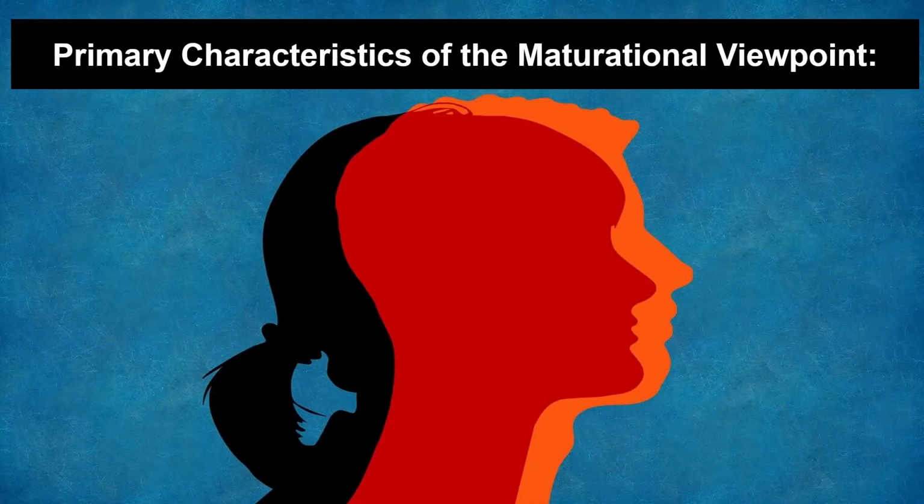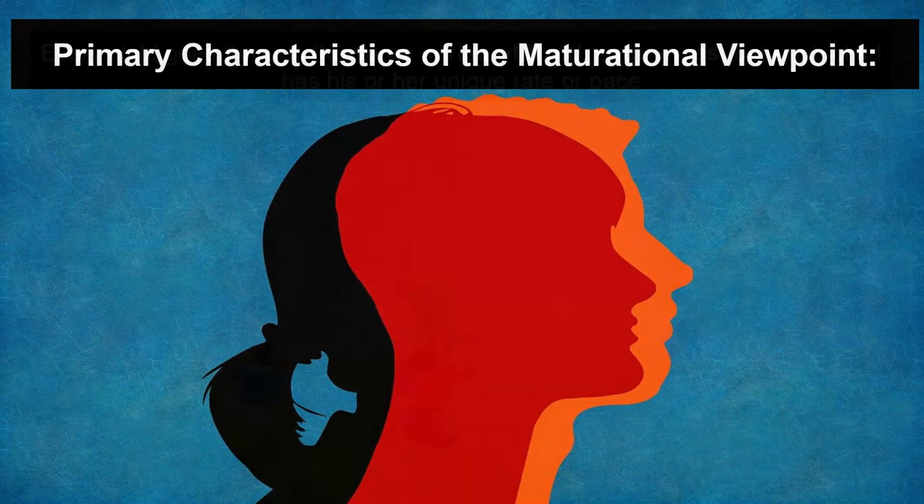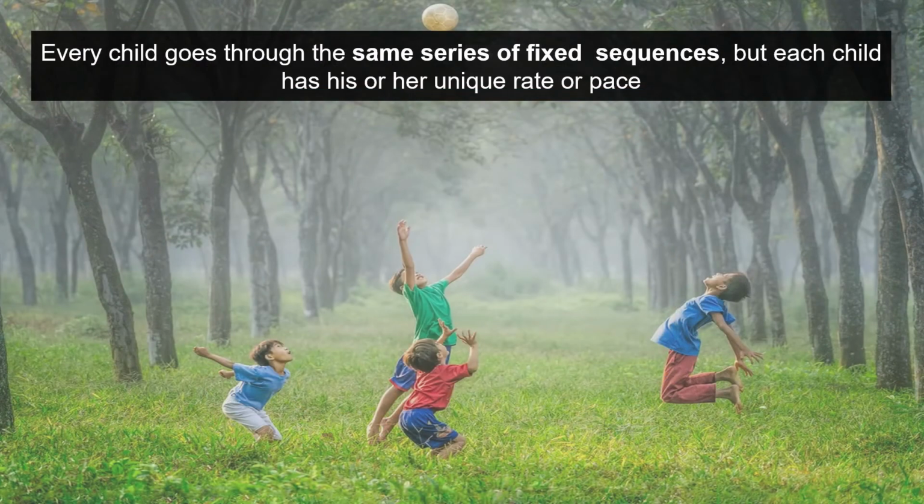Now, I would like to discuss some more characteristics in this session. First of all, as I mentioned, there is a biological design. This biological design means that development is predetermined, fixed, predictable and sequential, and takes place in stages. So I can derive that all children go through the same series of fixed sequences, but each child has his or her unique rate or pace.